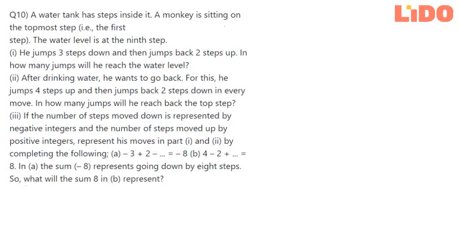A water tank has steps inside it. A monkey is sitting on the topmost step, that is the first step. The water level is at the 9th step. Now we are only going to solve this part of the problem first. What we are going to do is make a diagrammatic representation of this part.